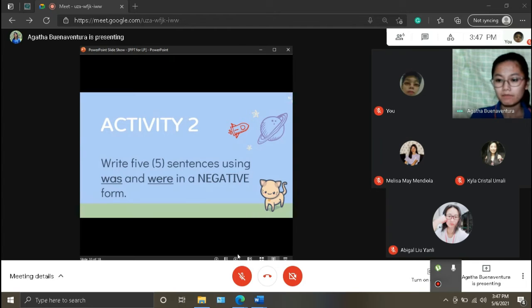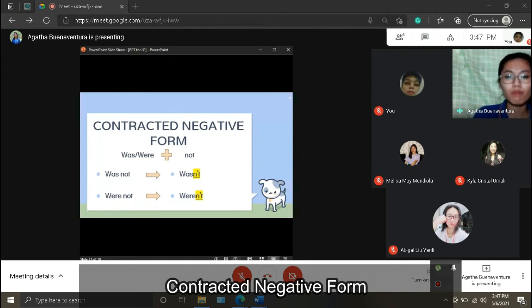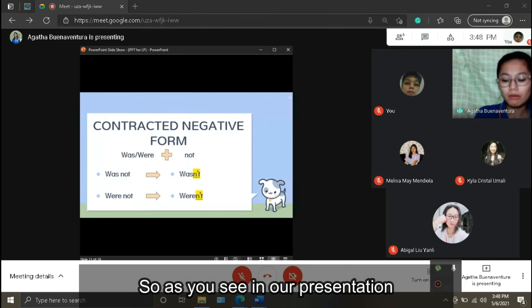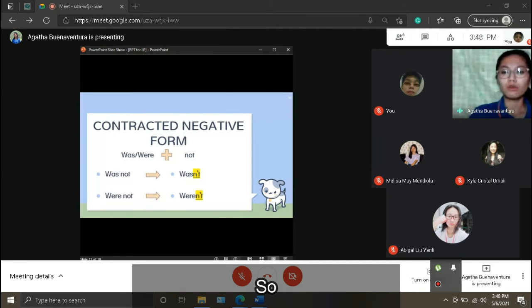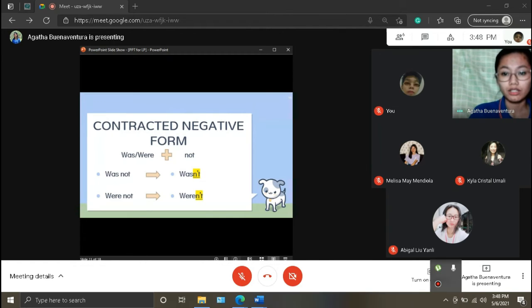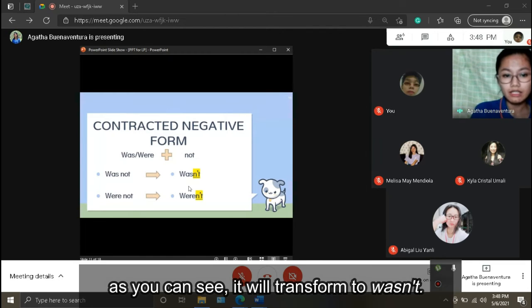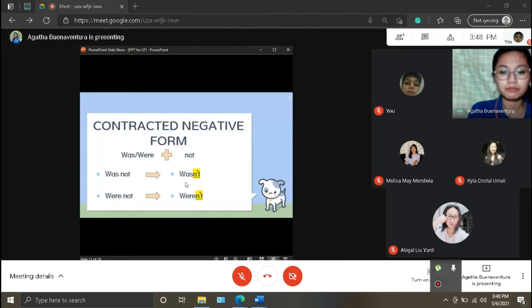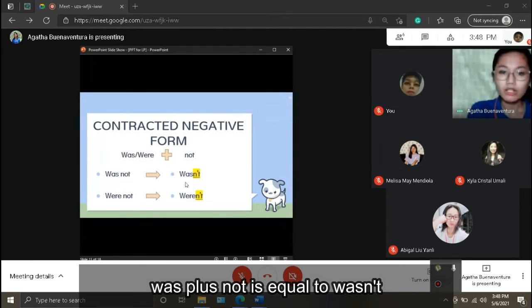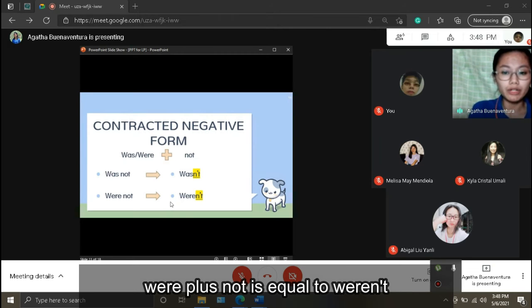Okay. So after negative, we're going to learn about the contracted negative form. As you can see in our presentation, the verbs was and were plus the adverb not. If we combine them, for example, was plus not, it will transform to wasn't. Was plus not is equal to wasn't. So, how about the plural, were? Were plus not is equal to weren't.